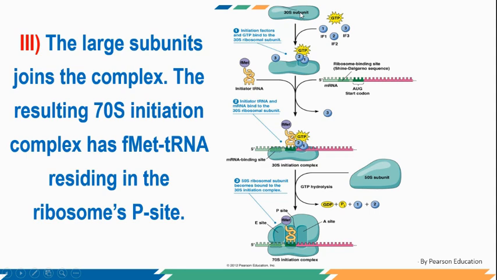First, initiation starts with the 30S subunit, then joining of IF1, IF2, IF3, GTP, and then the first tRNA, formyl methionine tRNA. They form the initiation complex, and then the larger subunit binds to the smaller subunit. Then this tRNA comes into the P site. The A site is empty, and this is the whole process of initiation.